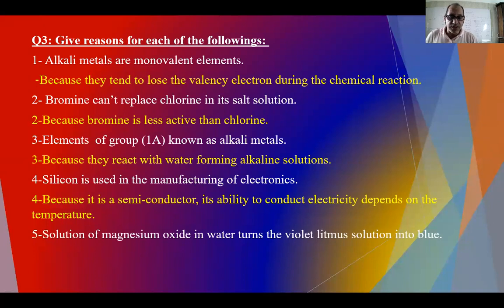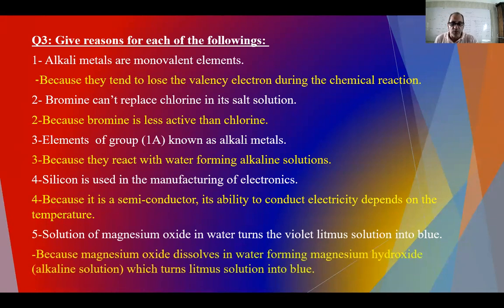Solution of magnesium oxide in water turns the violet litmus solution into blue. If I put magnesium oxide in water, it's a basic oxide. So it gives me magnesium hydroxide. Magnesium hydroxide is an alkaline solution. Any alkaline solution must turn the litmus into blue, or the red litmus into blue.